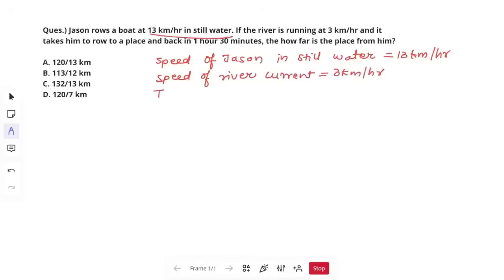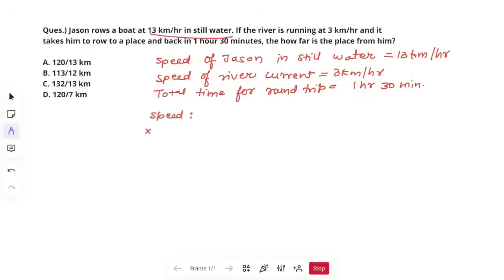So total time for round trip is given as, in the third sentence, 1 hour and 30 minutes. These are the three data that are given to us, and we need to find how far the place is from him. So first of all, based on this data, there are two speeds that we can deduce. What are the two speeds?